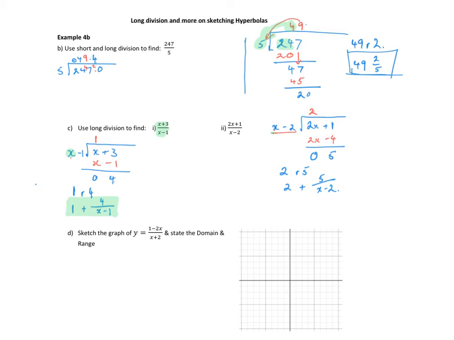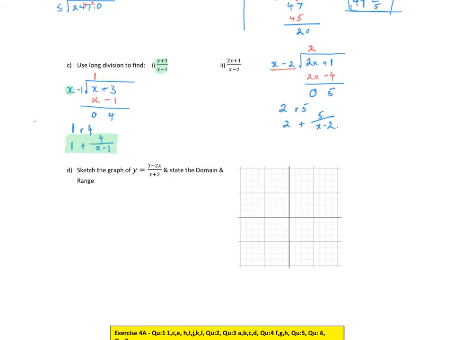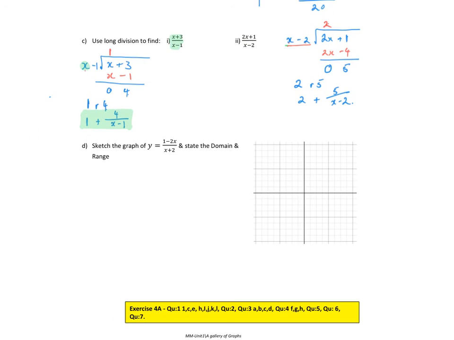All right, so if we just take one more question and do exactly the same thing here for this example. Let's sketch this graph now: y equals (1 minus 2x) over (x plus 2). Who knows what that looks like?